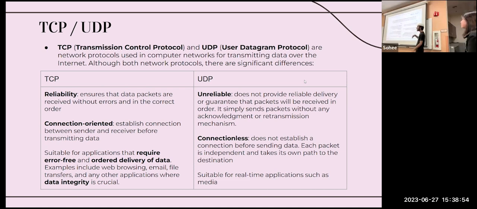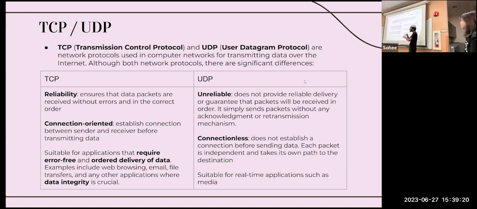TCP is used for stuff where you want reliability of the data, and you want to make sure that the data is received on the other end. Another pro is that it's connection oriented. What happens is it does a handshake before it sends the data. So the receiver is ready to receive and the sender is about to send. They both have a handshake first and then it sends the data.